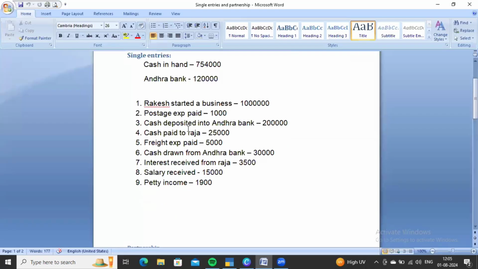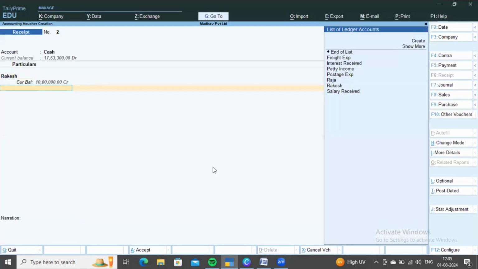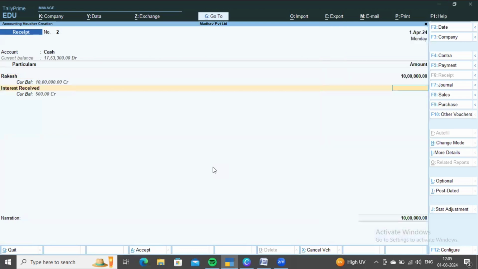The next receipt transaction is interest received from Raja. Here we received interest from Raja. We need to consider two accounts only: one is the interest received account and the other is the cash account. Ignore the person account. So we need to debit the cash account as cash is coming in. Here we already debited the cash account, and we need to credit the interest received account. How much? 3,500. By crediting these items, the balance in the cash account has been increasing as cash is coming in. This is how we need to identify.